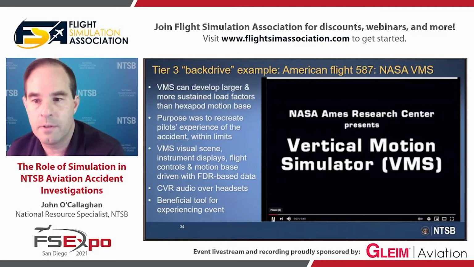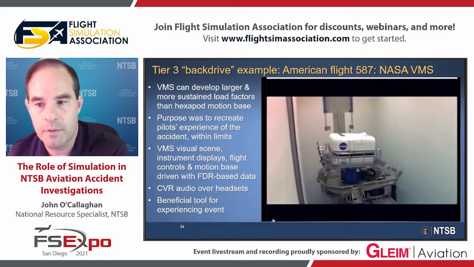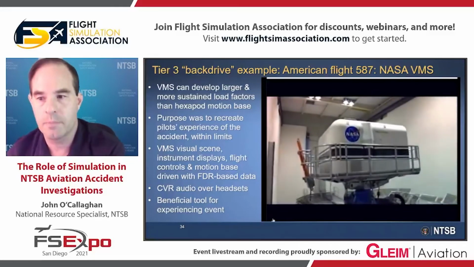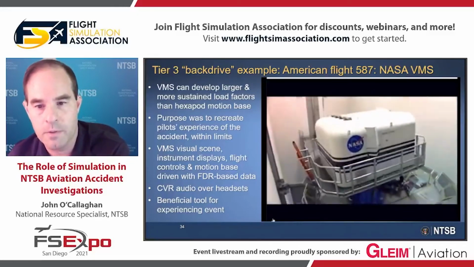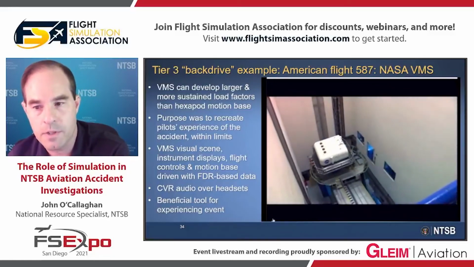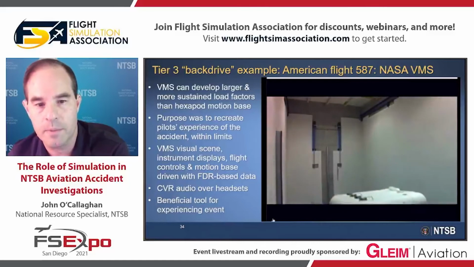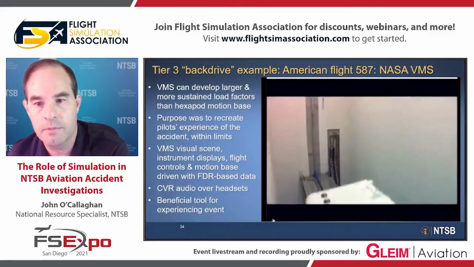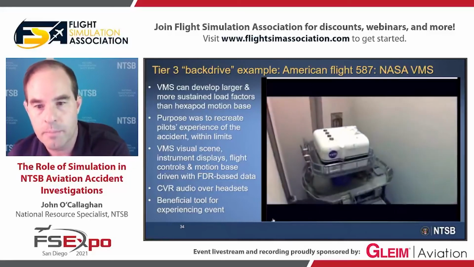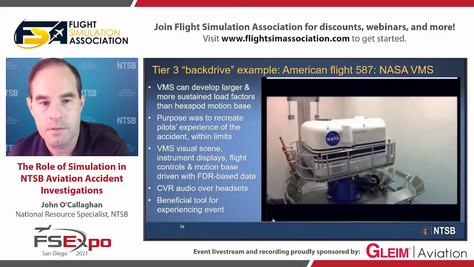In addition to the Tier 2 desktop simulations just described, the NTSB also used a Tier 3 backdrive simulation in its investigation of the Flight 587 accident. This backdrive was implemented in NASA's Vertical Motion Simulator, or VMS. The VMS was selected because it can develop larger and more sustained load factors than the hexapod motion-based systems typically used with full flight training simulators. Investigators wanted to recreate the load factors experienced by the accident crew as closely as possible in order to better understand how these loads might have affected the first officer's reactions on the flight controls.